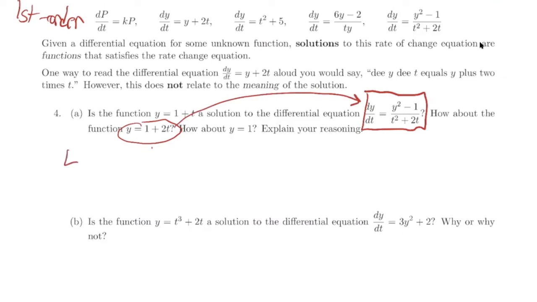So on the left, we would say, take the derivative of y. I'll just use my prime notation. So we would say here, y prime, the derivative of y, and here this means with respect to t, would be 2.